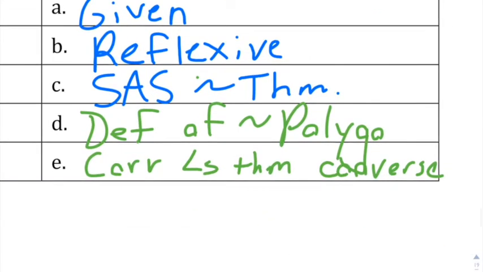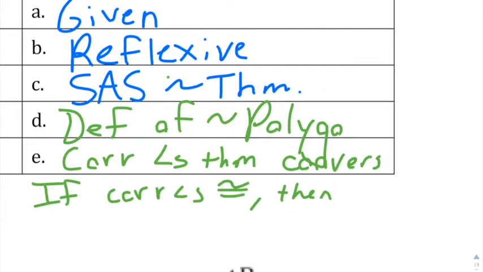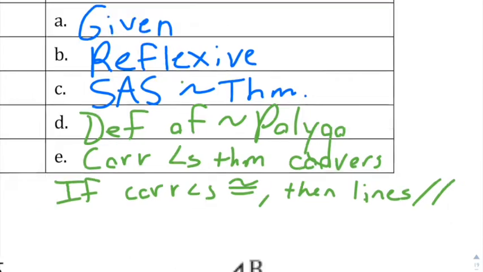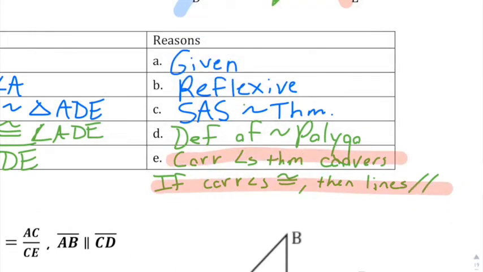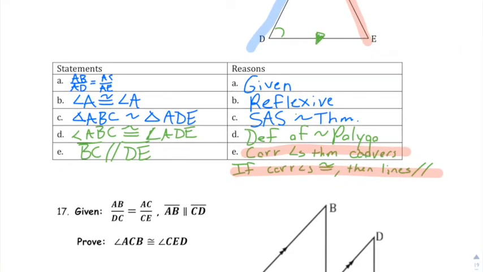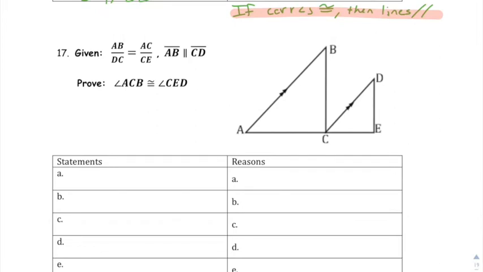Some of you guys, your teachers make you write out the if-then statement. You can write, if corresponding angles are congruent, then the lines are parallel. So just depending on your teacher, one or the other, right there, either one. Okay, I think we've got two more.